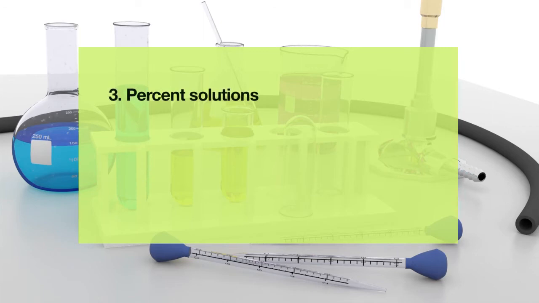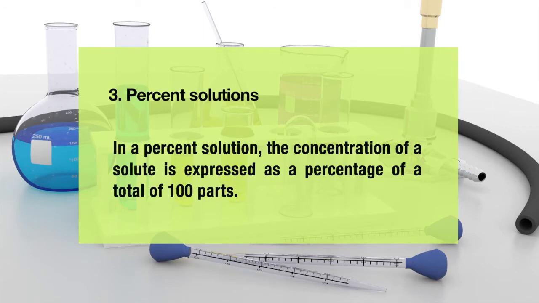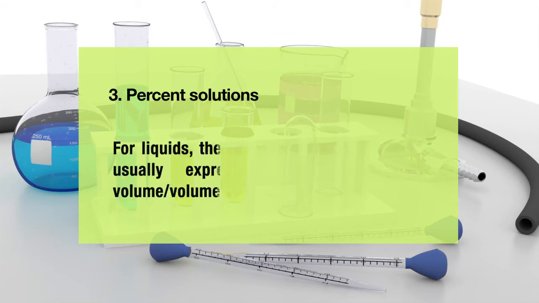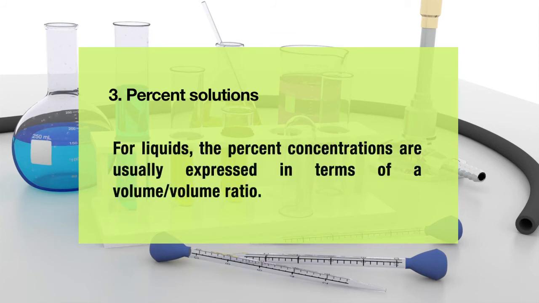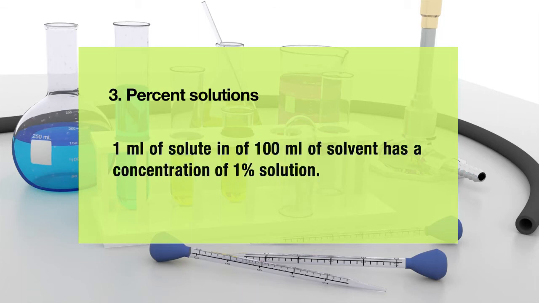Next are the percent solutions. In a percent solution, the concentration of a solute is expressed as a percentage of a total of 100 parts. For liquids, the percent concentration is usually expressed in terms of a volume per volume ratio. For example, 1 ml of solute in 100 ml of solvent has a concentration of 1% solution.